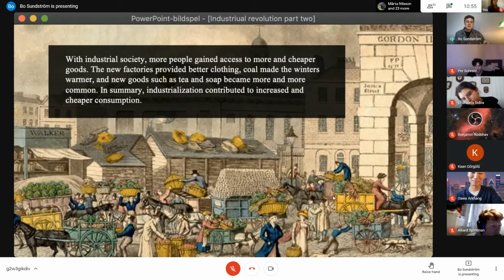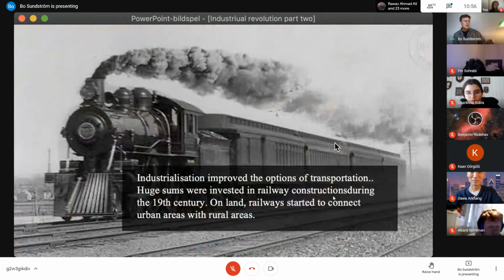So in summary, industrialization contributes to increased and cheaper consumption. And today we're living in a society that is sort of centered around consumption. And this is thanks to the Industrial Revolution. Well, you don't necessarily have to say thanks to the Industrial Revolution. It's just an effect of it.